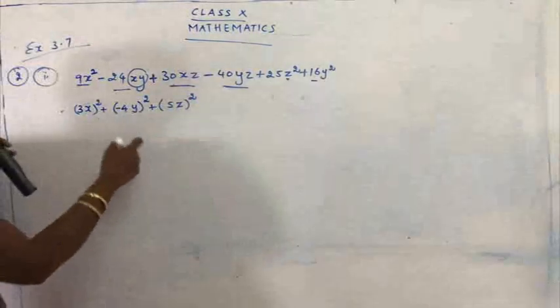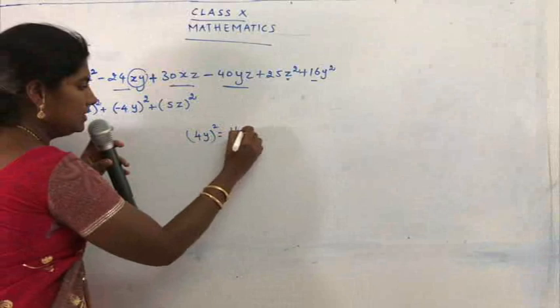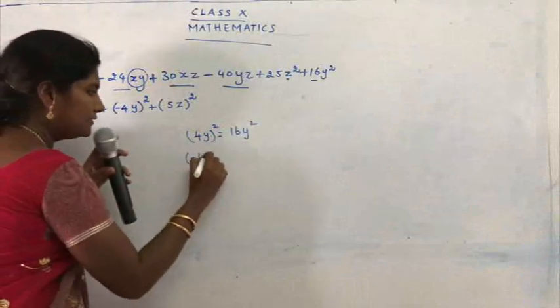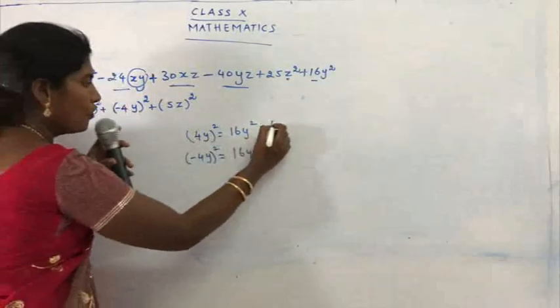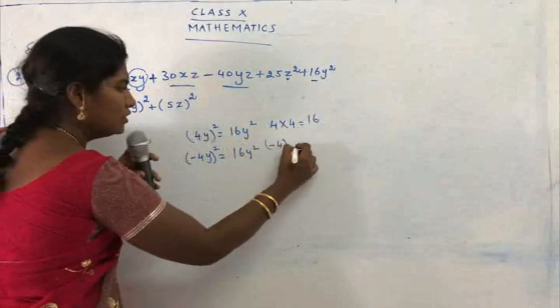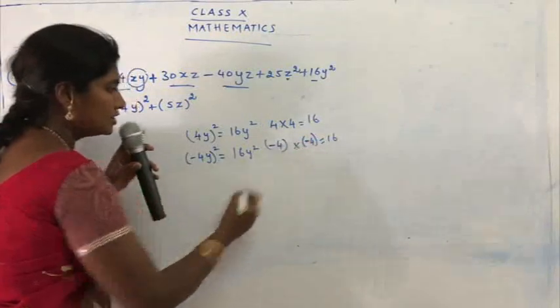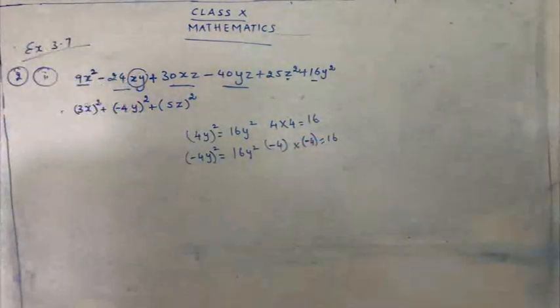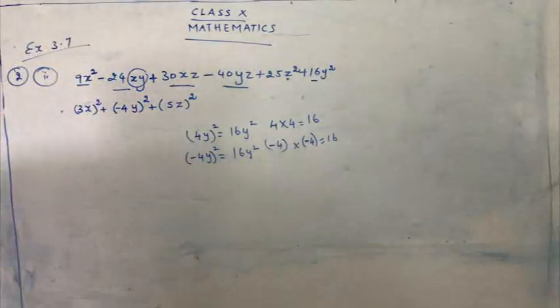See, the value doesn't change. 4y the whole square is equal to 16y square, and minus 4y the whole square is again 16y square. 4 into 4 is equal to 16. Minus 4 into minus 4 is also 16. Minus minus turns out to be positive, or minus minus is plus. So minus 4y the whole square is also equal to 16y square.